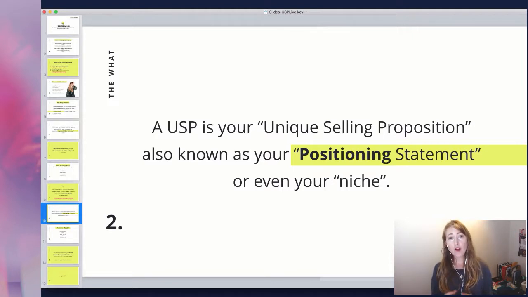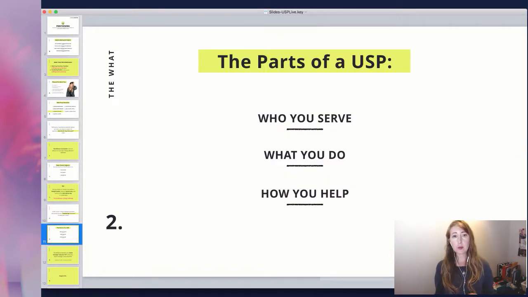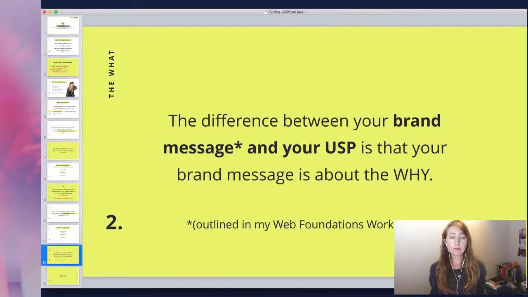Because if they have to go on an Easter egg hunt to find out these things, they're just going to bounce. They're going to click away and go to someone else that tells them what they do. The three parts that you need to have in your USP: who you serve, what you do, and how you help them. If you want to include a little bit of the why you do it, that's fine. But the brand message is really what focuses on the why, whereas the USP is more about the what and the how. If you've gone through my Web Foundations workbook, you'll notice that I outline exactly how to write your brand message, that's the difference there.